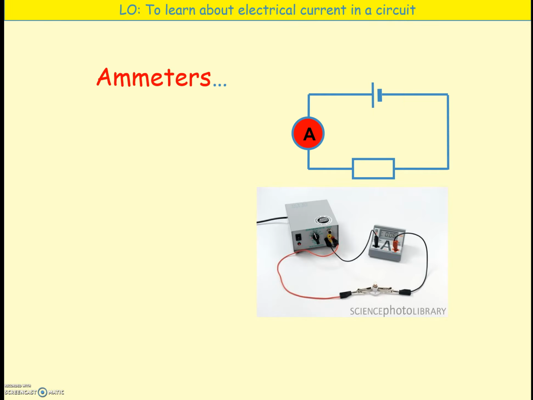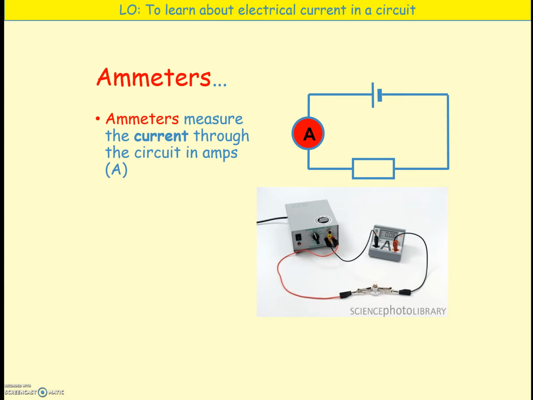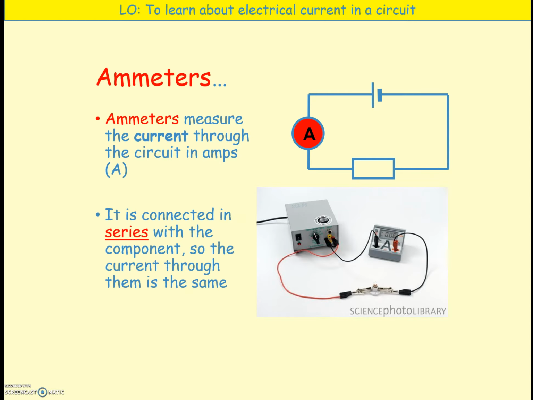So we talked about the ammeter in our retrieval practice. Ammeters measure the current through the circuits in amps, and that is usually a capital A. It is connected in series with a component, so the current through them is the same as in the example in the picture.